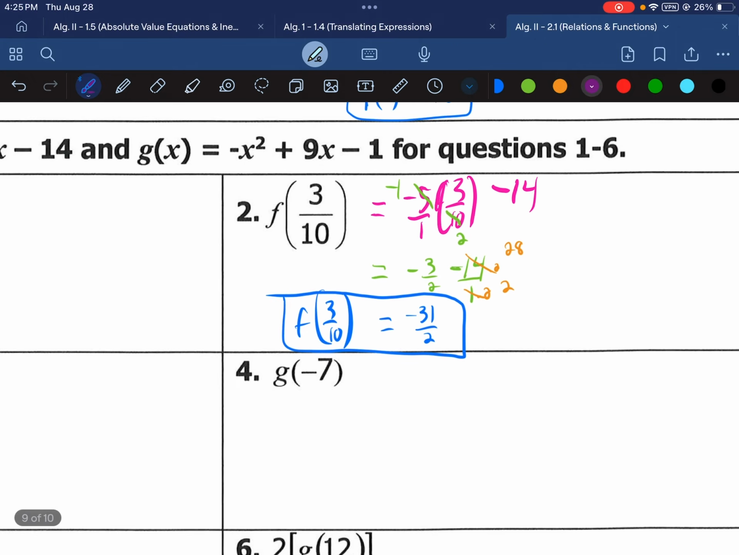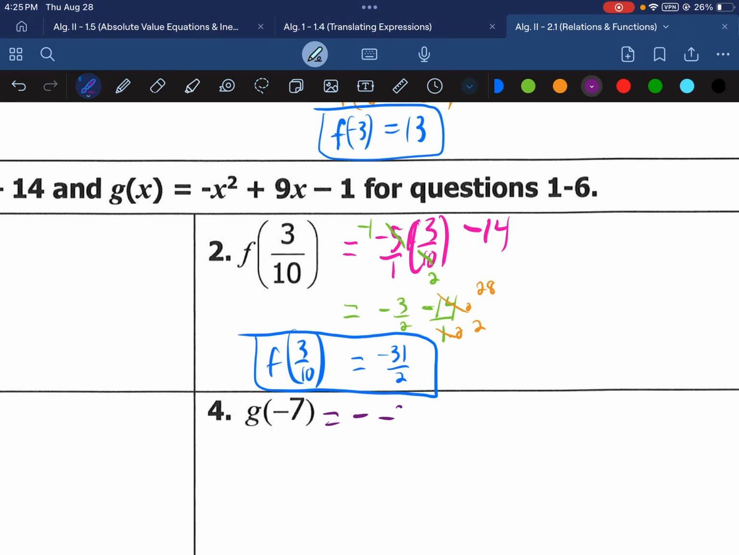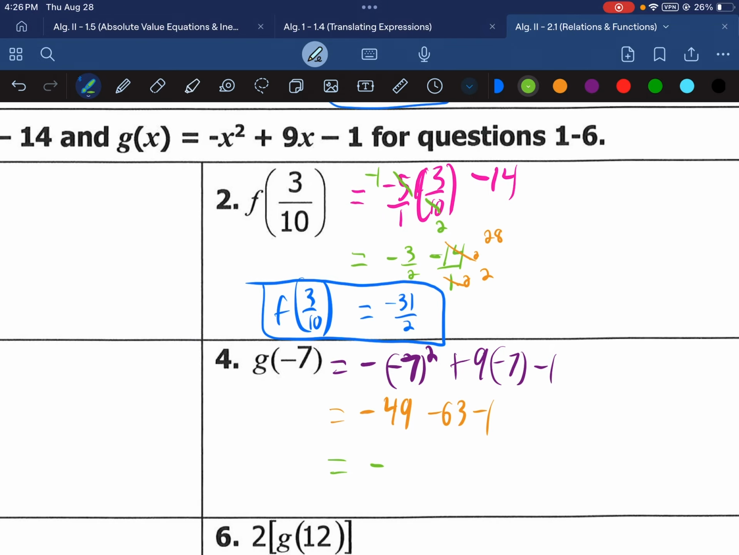Number 4, g of negative 7. So we're going to have negative of negative 7 squared. Two negatives there, one from the negative 7, one from the negative x squared. But the one with the negative 7 is part of the parentheses. Plus 9 times negative 7 minus 1. So here, negative 7 squared is a negative times a negative. That's a positive 49. However, this negative out in front remains, and so it's negative 49. 9 times negative 7 is negative 63 minus 1. If we combine all of those, we get negative 113. So g of negative 7 equals negative 113.